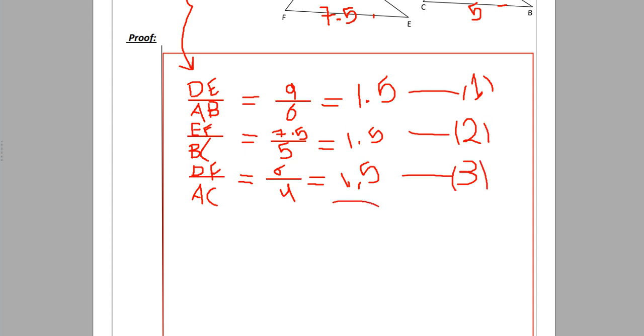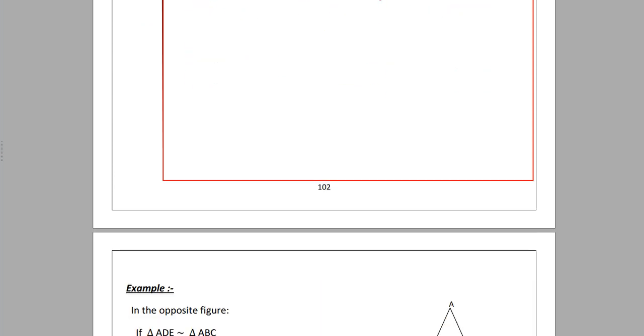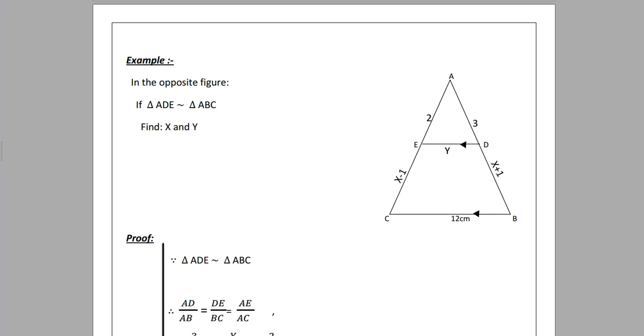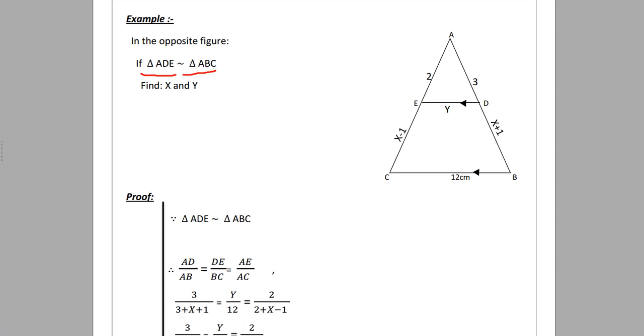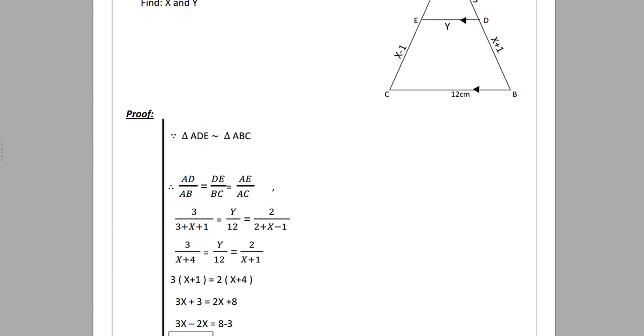Okay, let's go to example number 3. We have here, in the opposite figure, and it's already solved in your booklet: the triangle ADE is similar to the triangle ABC. Find the value of x and y. Because of similarity, since ADE is similar to ABC, this is given, we can arrange these sides like this because they are proportional.